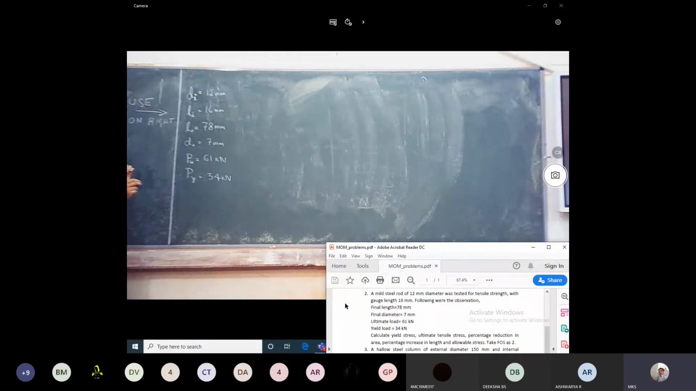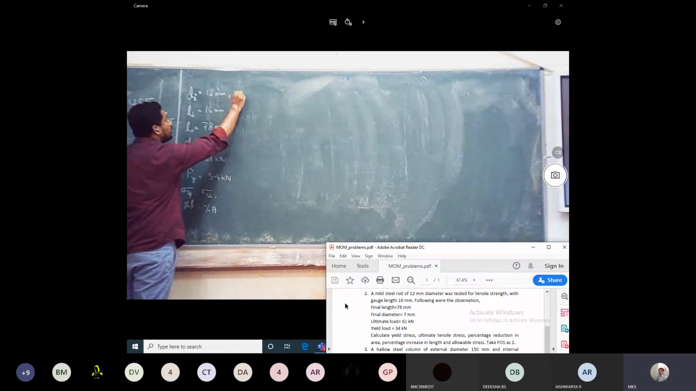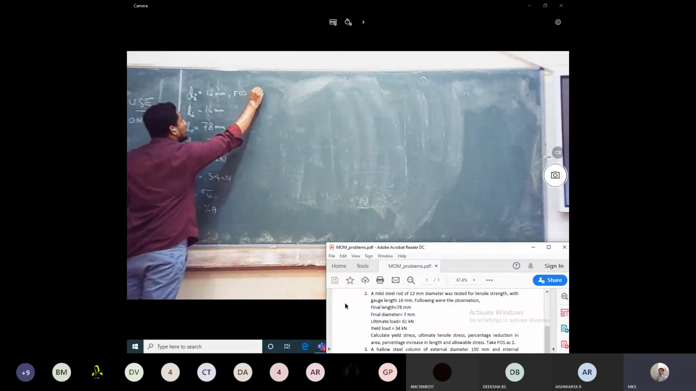Right? So what do you need to find out? Yield stress, sigma Y, comma, ultimate stress sigma U, comma, then percentage elongation, that is percentage reduction in length, percentage L, comma, and percentage reduction in area. You need to calculate. And also they are given factor of safety, FOS, as 2 in the problem.